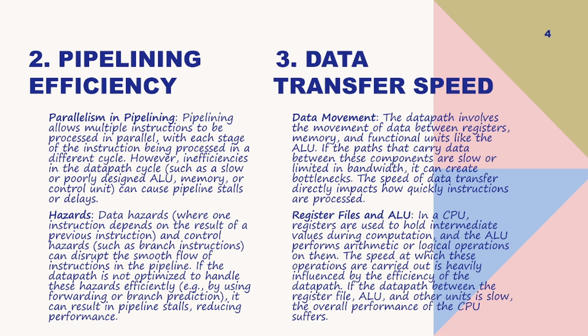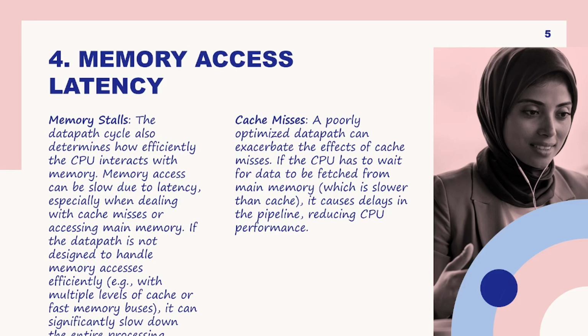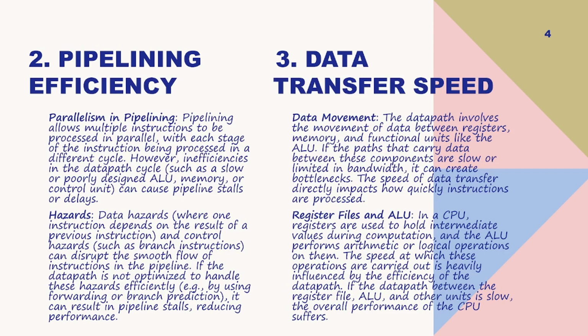And data transfer speed. So that's also one factor that affects the CPU. You get it? So we have the data transfer speed, data movement. The data path involves the movement of data between registers, memory, and functional units like the ALU, arithmetic logic unit. If the paths that carry data between these components are slow and limited in bandwidth, yes, it can create, you get it, a whole lot of problems.